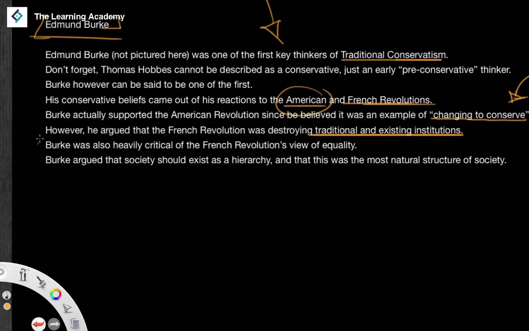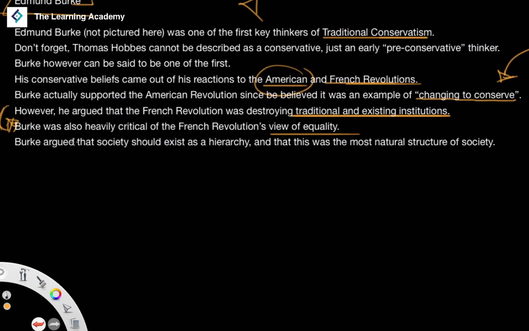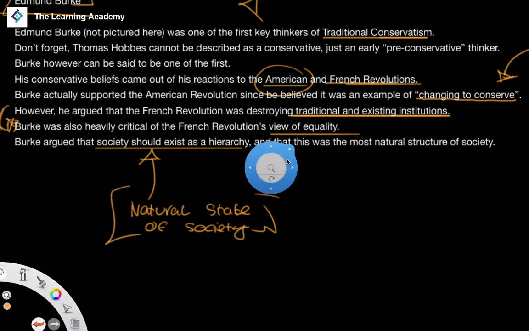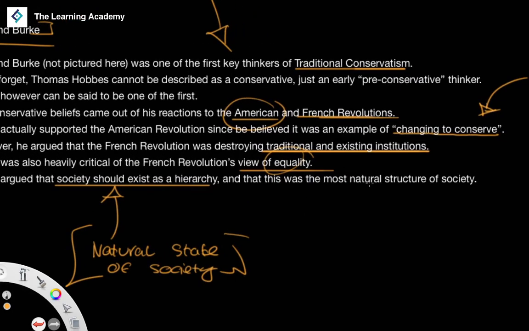And also, within the French Revolution, there was a heavy critique by Burke of the concept of equality. And we know that this is the case because traditional conservatives believe that the most natural state of society is that of a hierarchy. So a kind of equality for all is counterintuitive to this concept of hierarchy. So the natural state of society, as we've already mentioned, is almost contradictory with the traditional understanding of equality. Well, I've written it there, look.